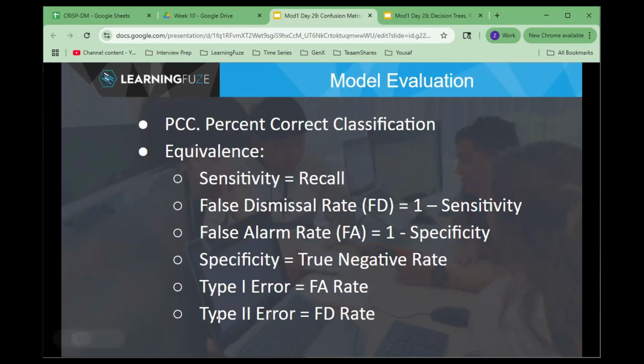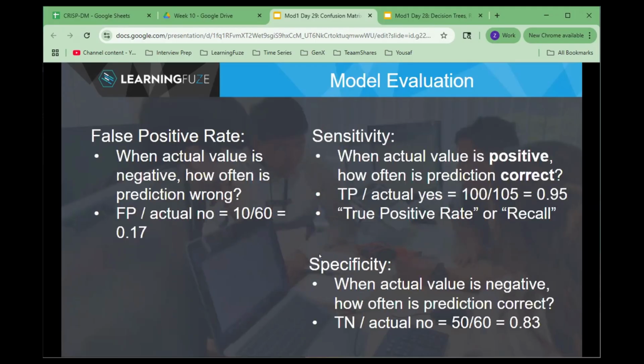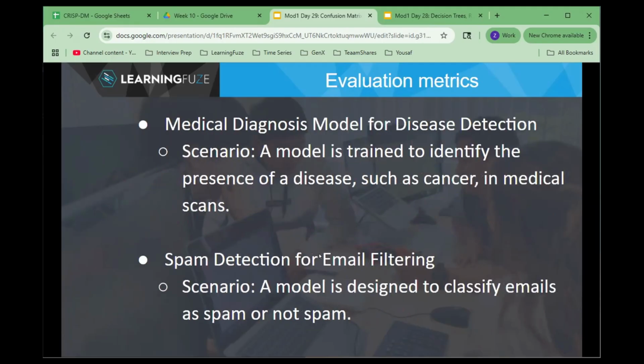And these are just some formulas that you have to memorize. I can share this presentation with you so that you can have a copy of this. But just keep in mind that this is something they might ask, so memorize these and pay a little bit more attention to them.